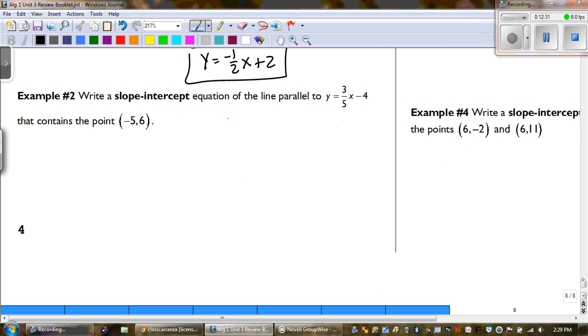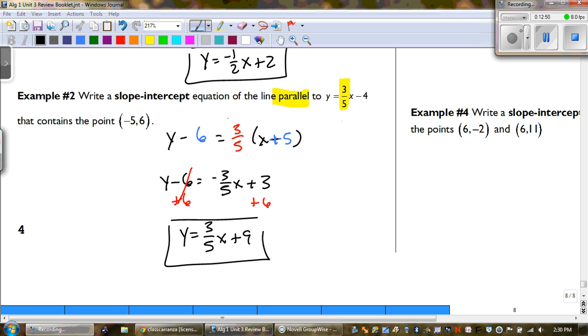And the number 2, you guys are all on your own, okay? Pause the video, see if you can do it all by yourself. Okay, and you get y equals 3/5 x plus 9.